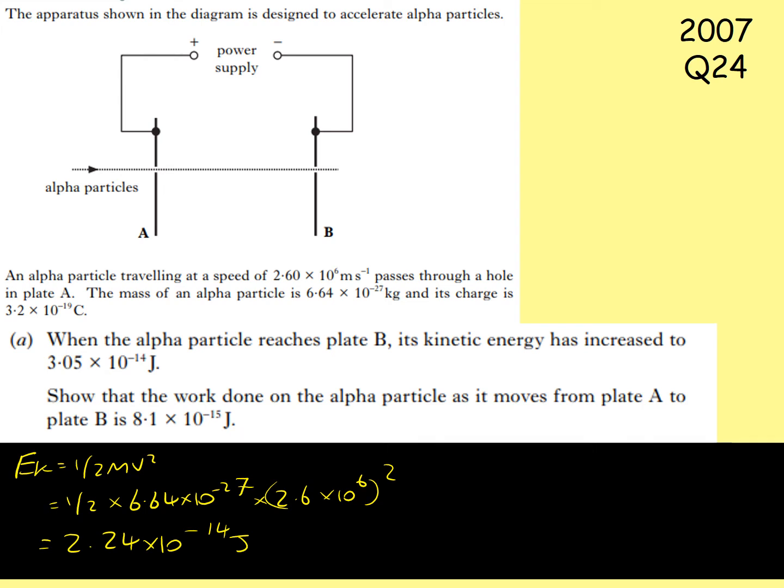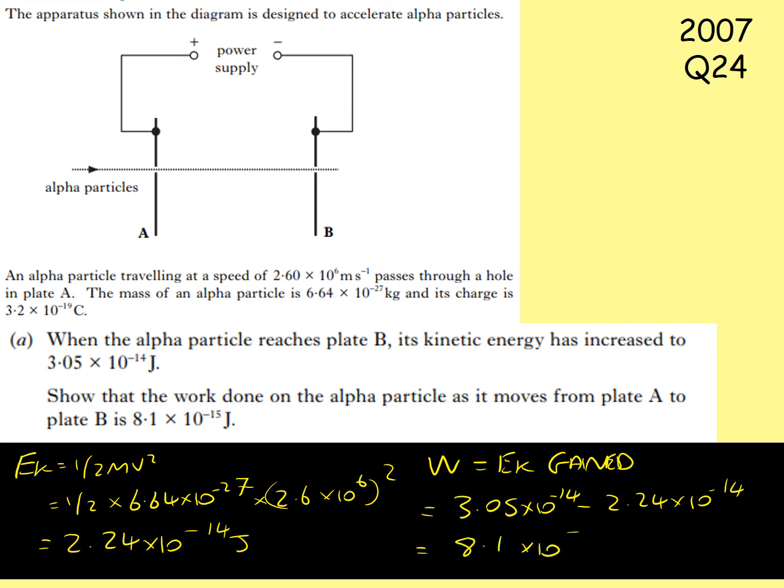We know that the kinetic energy is increased to 3.05 times 10 to the negative 14 joules by the time it reaches plate B. So the work done is equal to the increase in kinetic energy, or the EK gained. So that's going to be whatever we had at the end, 3.05 times 10 to the negative 14, take away what we already had. Which is equal to a value of 8.1 times 10 to the negative 15 joules.